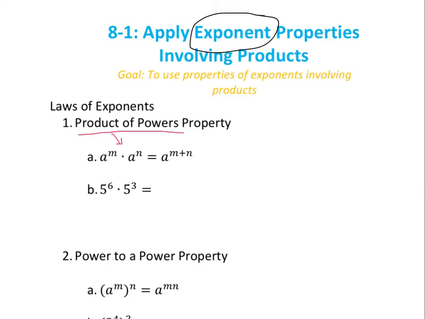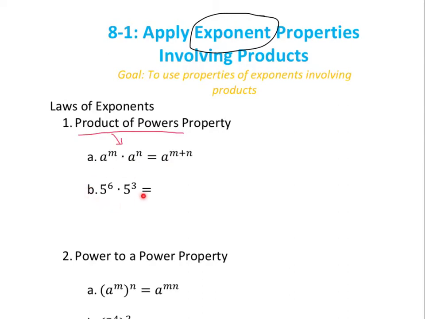So the product of powers property or rule is illustrated with this example right here. So a to the m power, some constant or variable to the m power, times that same constant to a different power, n power. When you have something like that, all you're going to do is keep that same base, keep your a in the answer, and your exponent is going to be found by adding the two powers that you have. So a to the m times a to the n equals a to the m plus n.